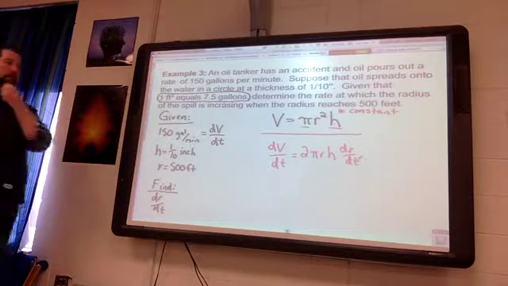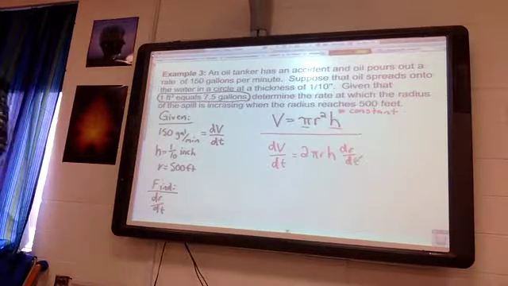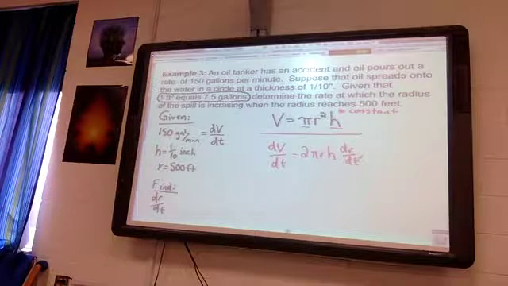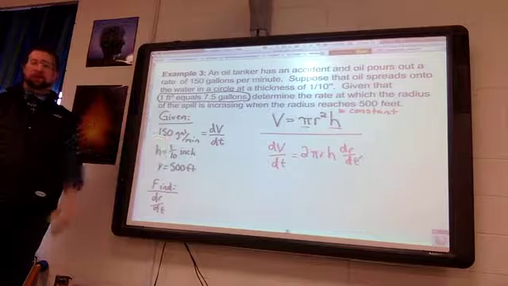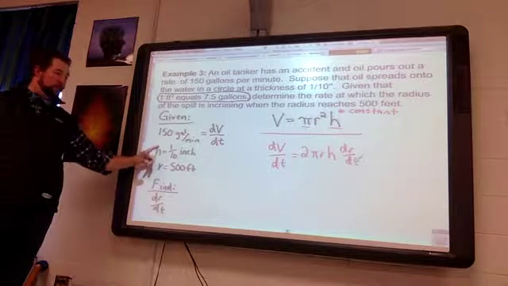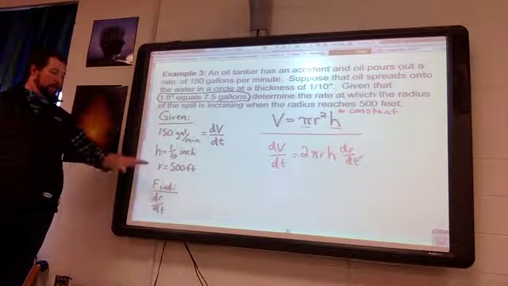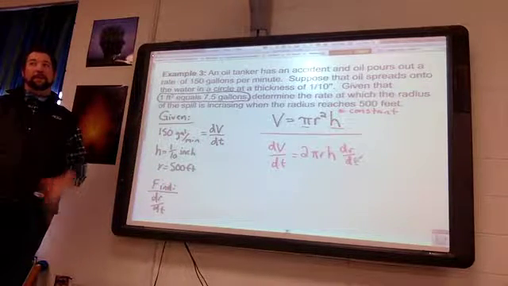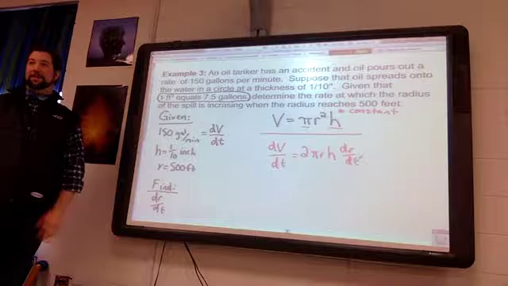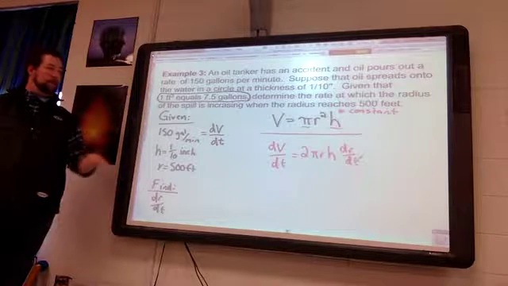All right, so can we just plug in? No. Let's see. Our volume is in gallons per minute. Our height is in inches, and our rate is in feet. So we need all of those to be the same, yes? Okay, so before we plug it in, let's convert.